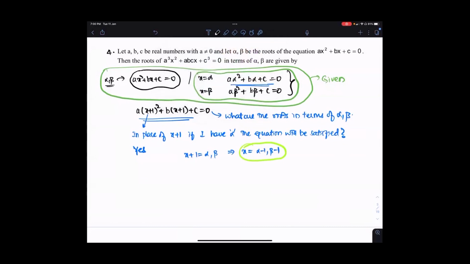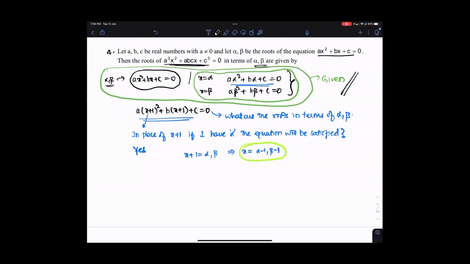Now let us solve this question. What is the question which is given? A, B, C are real numbers, A is not 0. Alpha beta are the roots of this equation. You see guys, this is the same thing it is given. Alpha beta are the roots of ax square plus bx plus c equal to 0. Then find the roots of this in terms of alpha beta.